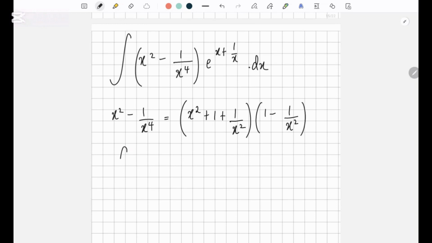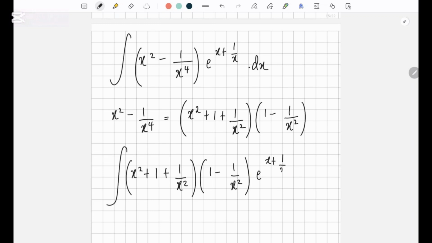So now, instead of writing x squared minus 1 over x to the power 4, you can write this: x squared plus 1 over x squared into 1 minus 1 over x squared into e to the power x plus 1 over x dot dx.